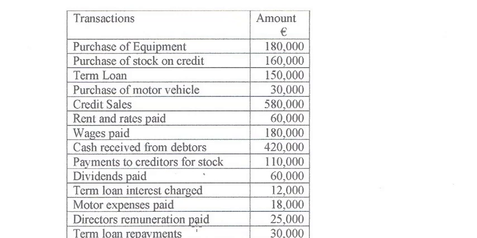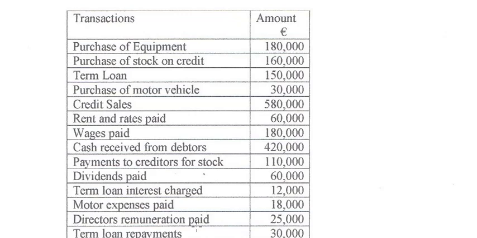Credit sales during the year, again these are invoice sales. We would have sent out invoices to our customers, 580,000 euros worth. Now all of that won't have been paid, so we'll get information about how much of that was paid. Rent and rates paid, 60,000. These are expenses of the business, of course. Wages, another expense, 180,000.